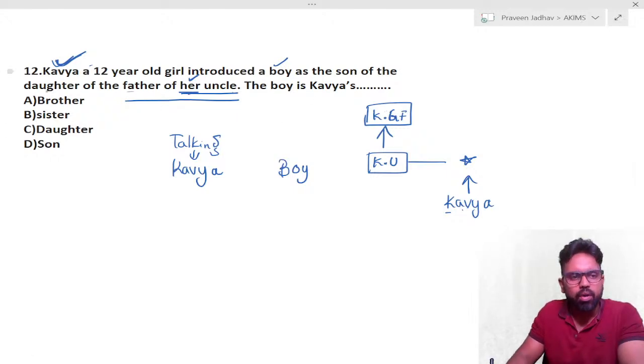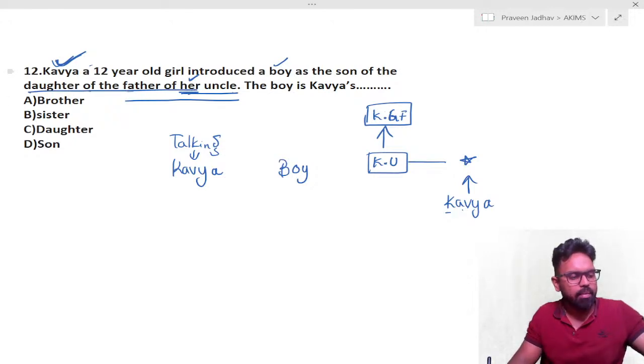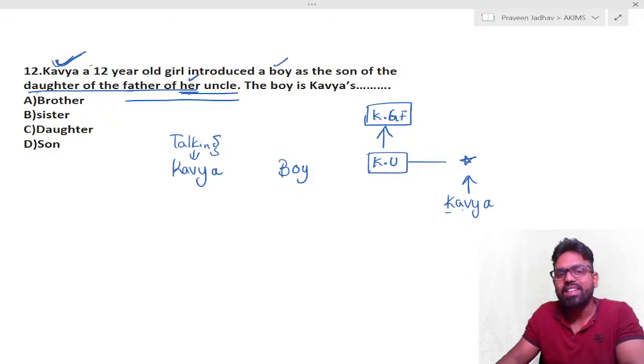Now, daughter of the father of her uncle. Now, again, one step behind. I'm going where? One step behind. Daughter of the father of her uncle. Daughter of the father of her uncle meaning?